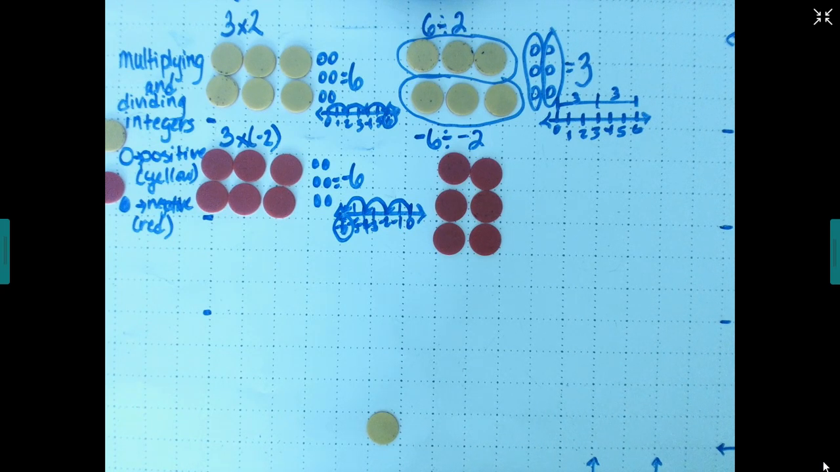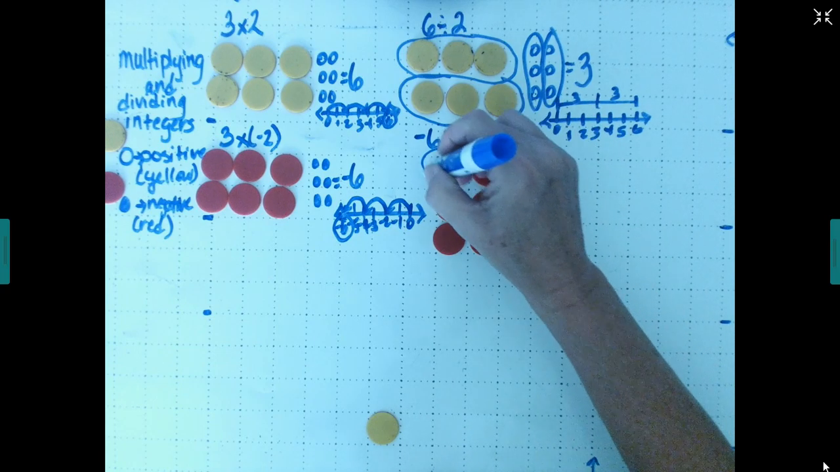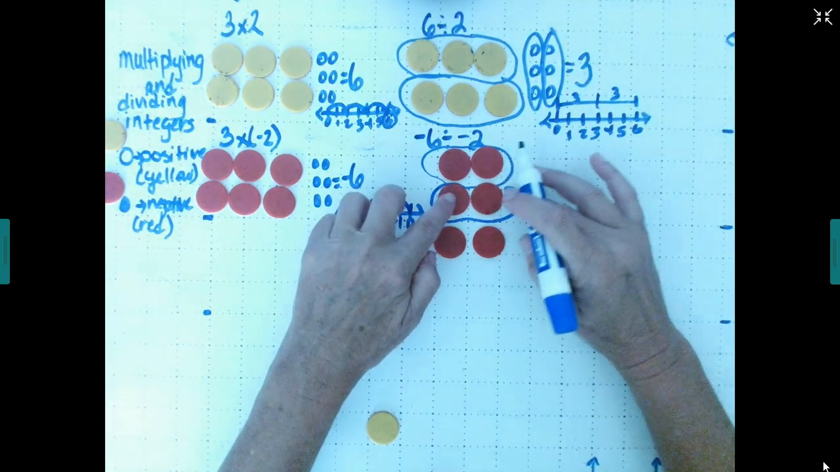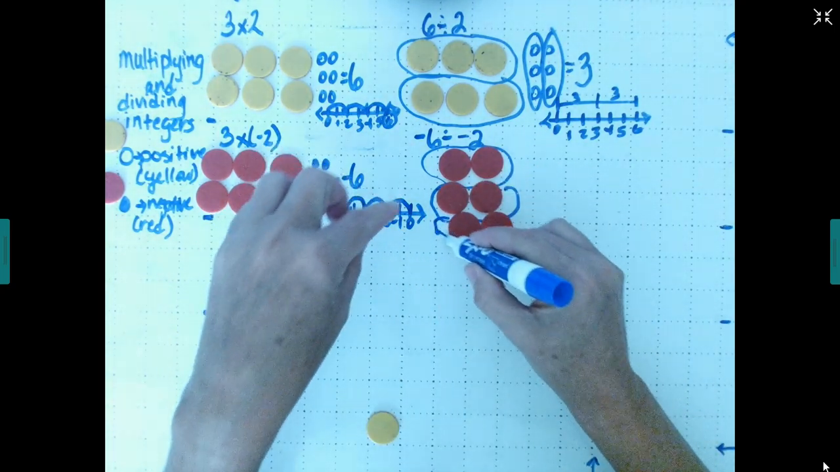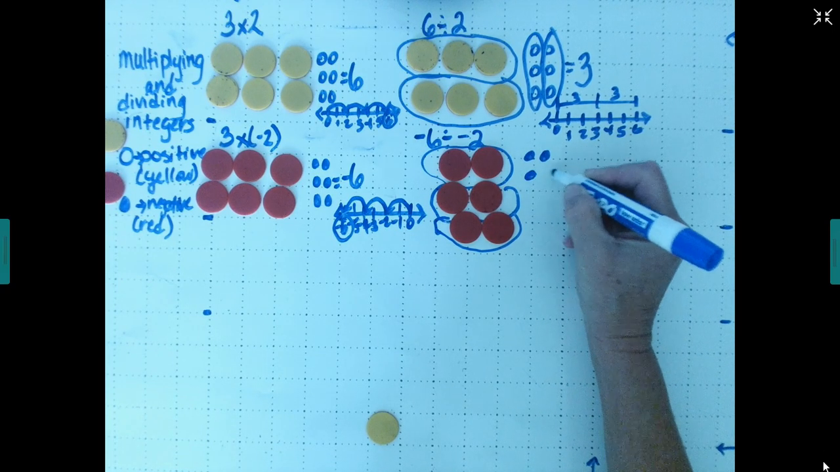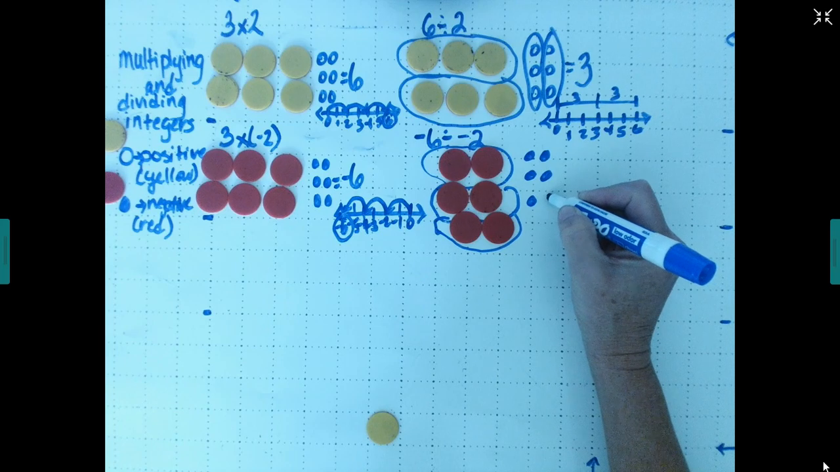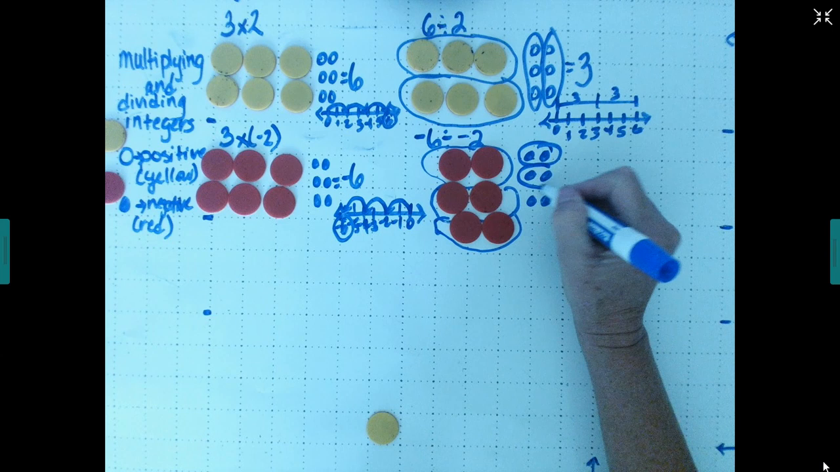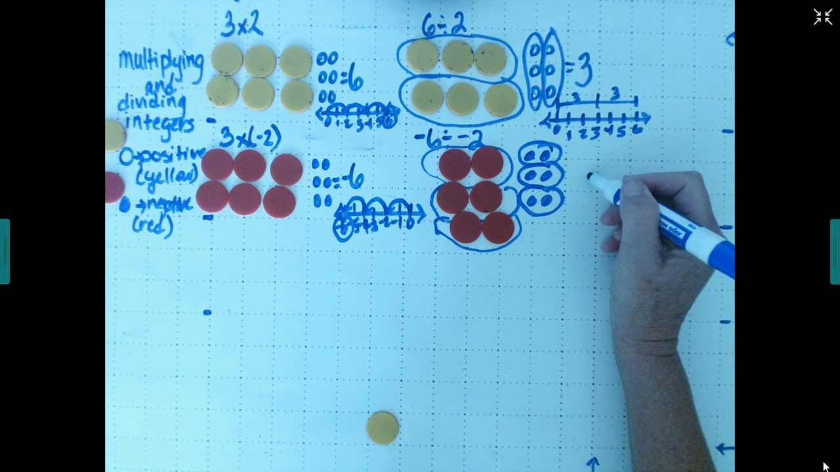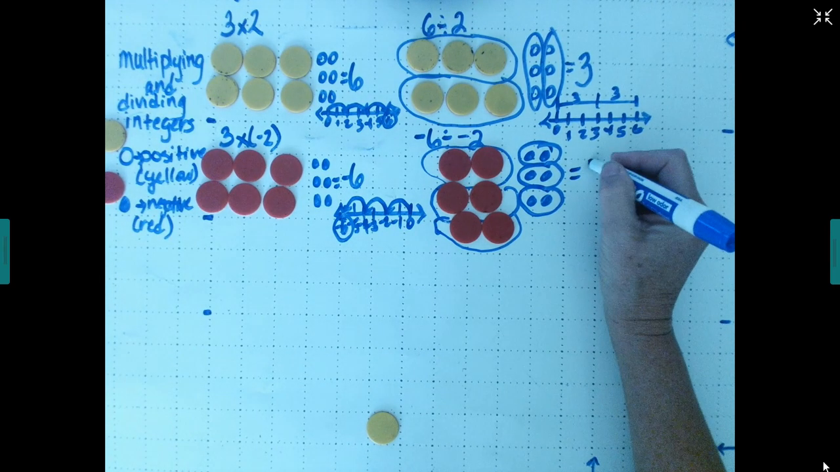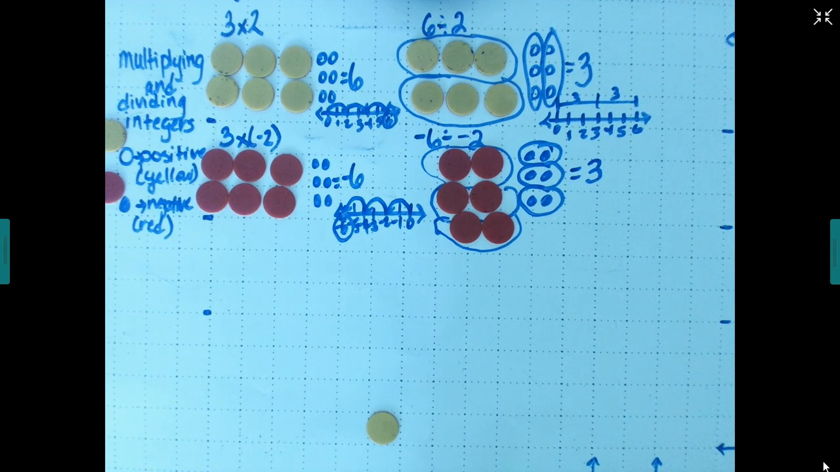This time when I want you to think about division, I want you to think about it as how many groups of negative 2 are in negative 6. So let's look. Here's 1 group of negative 2, 2 groups of negative 2, and 3 groups of negative 2. So negative 6 divided by negative 2, there are 3 groups of negative 2 within there.